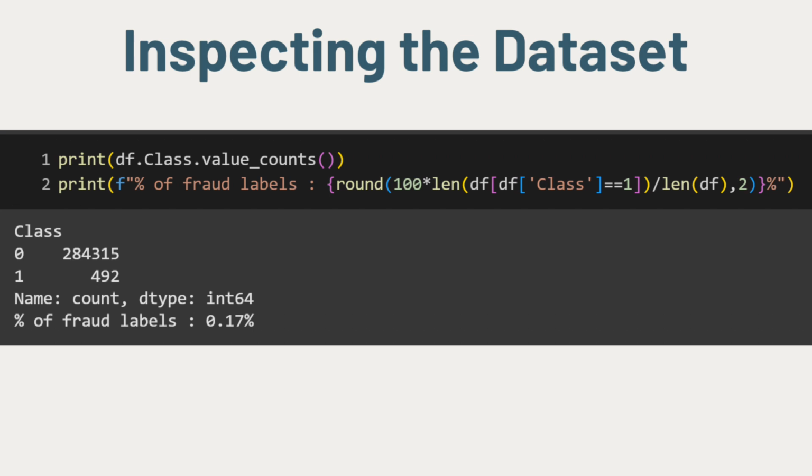Looking at the count of labels, it is clear that we are dealing with a highly imbalanced dataset. There are only 492 fraudulent transactions compared to 284,000 genuine transactions. The fraudulent transactions only make up 0.17% of the total number of transactions in the dataset. This is a good reflection of real-world data, and oftentimes we will see this significant imbalance.